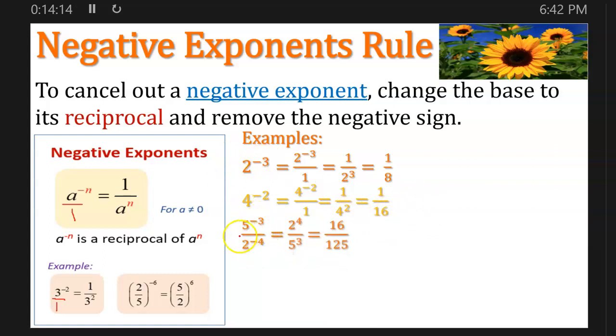5 to the -3 divided by 2 to the -4. Now here's where it gets a little more complex. Okay, if I took that 5 to the -3 and not counting the 2, okay, not counting the 2, that would technically be 5 over 1 to the +3, okay? But this 2 is on the bottom, so here's where it gets a little more complex, okay?